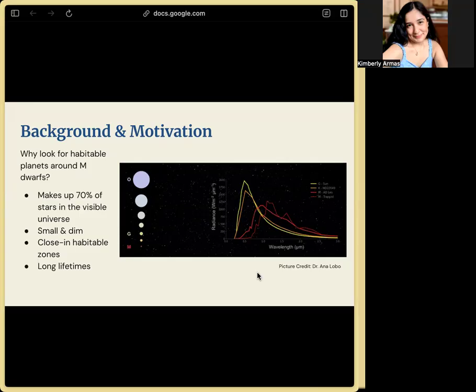M dwarfs are also more likely to host smaller Earth-like planets with shorter orbital periods, allowing for more frequent observations, and their long lifetimes can also support life development.